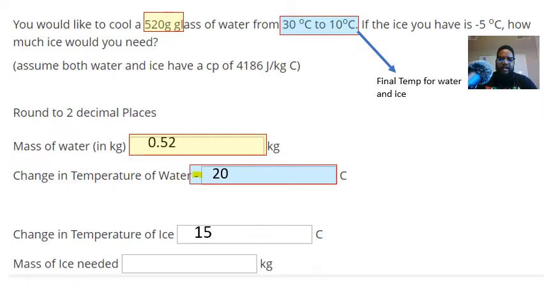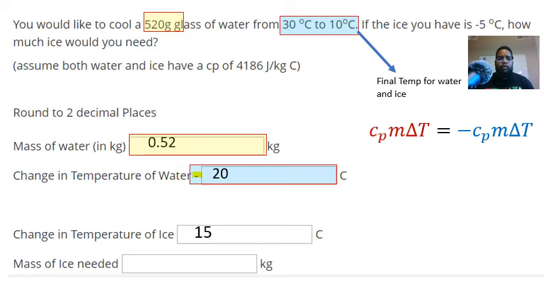Mass of ice needed. Now this is where it all comes together. We're going to use the entire equation: CPm delta T equals -CPm delta T. Now the reason why the negative is on the right hand side is because that change in temperature is going down. That change in temperature is negative. So that's why you have to put the negative in front to make it mathematically sound. So the two negatives cancel out eventually and you get a positive number.